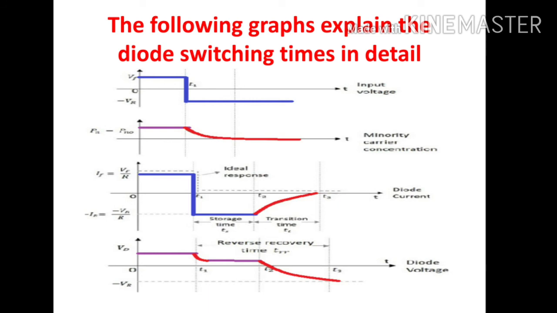The next time period is the transition period, indicated as TT. The transition period is the time taken for the diode to get into a completely open circuit condition. That is, after T3 the diode will be in a steady state reverse bias condition. Before T1 the diode is under steady state forward bias condition. So the time taken to get completely to open circuit condition is the reverse recovery time, TRR, which is equal to storage time plus transition time.